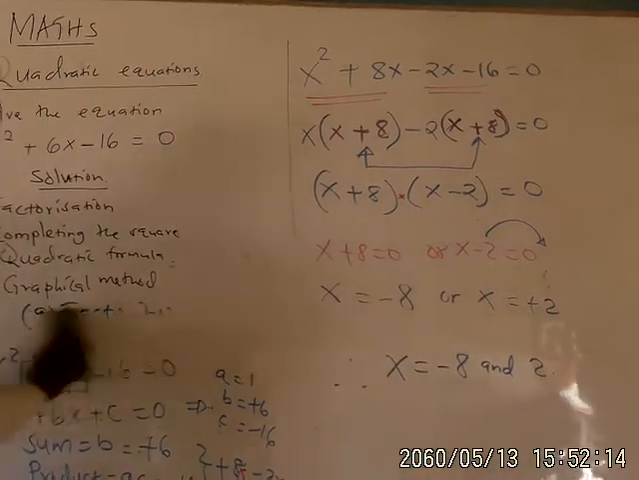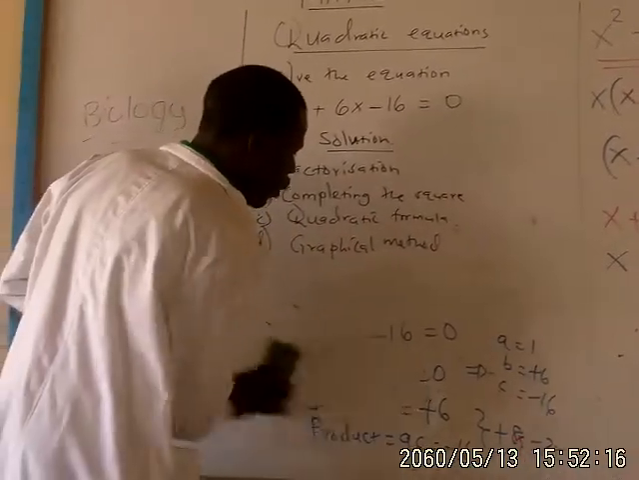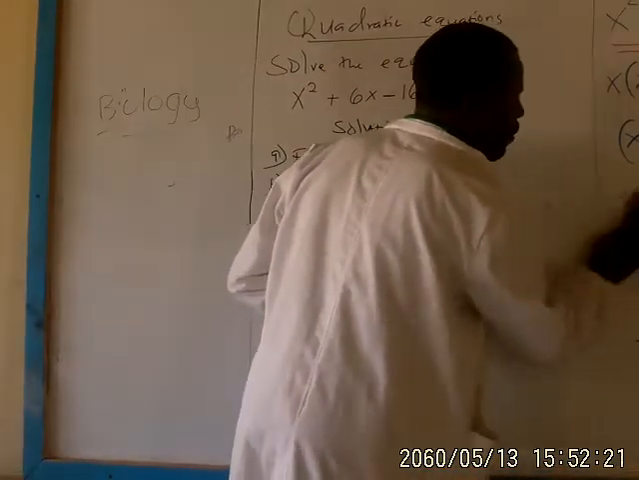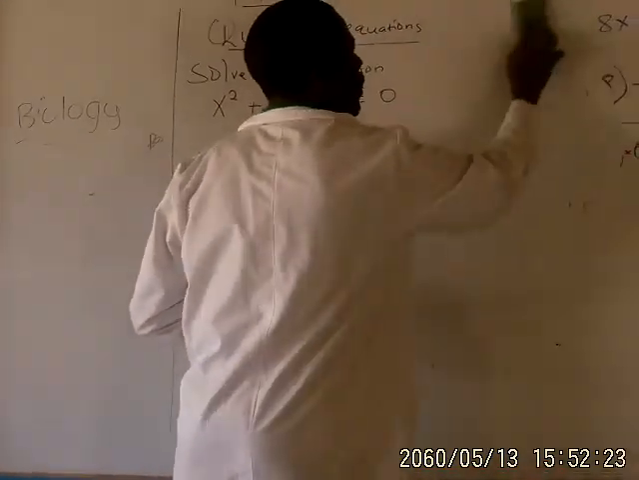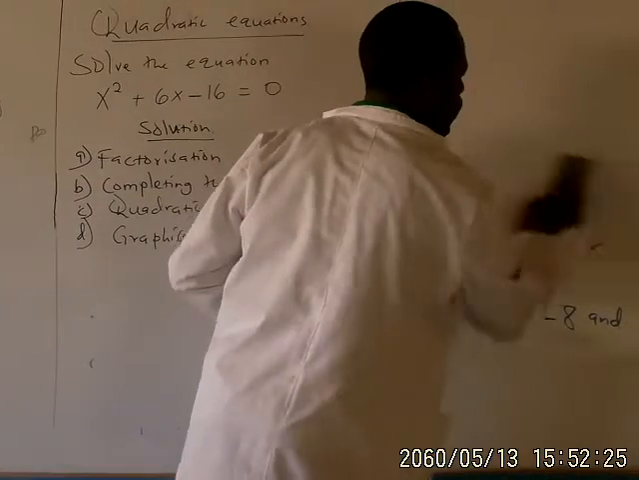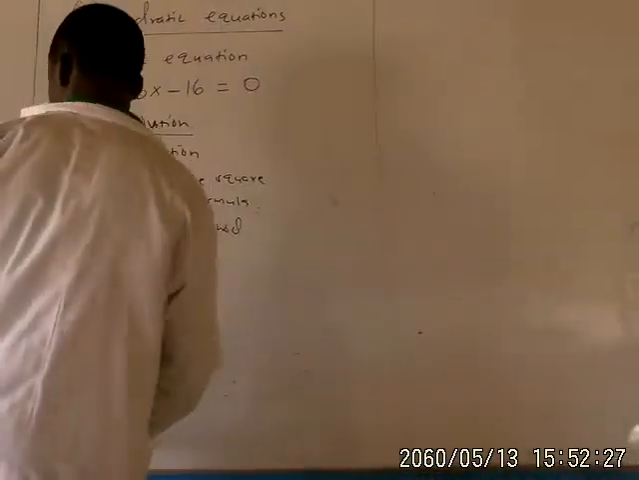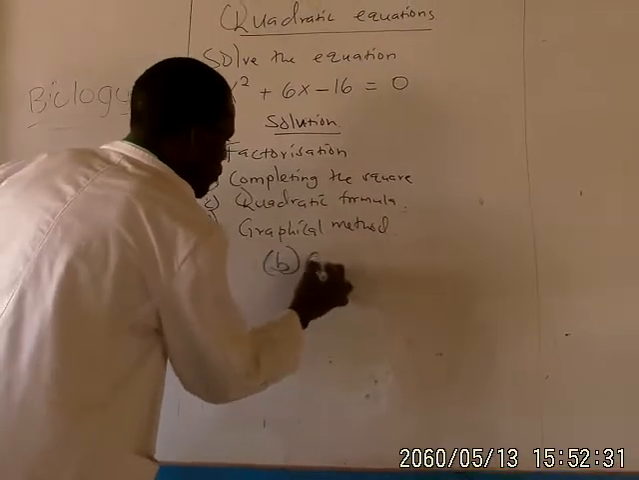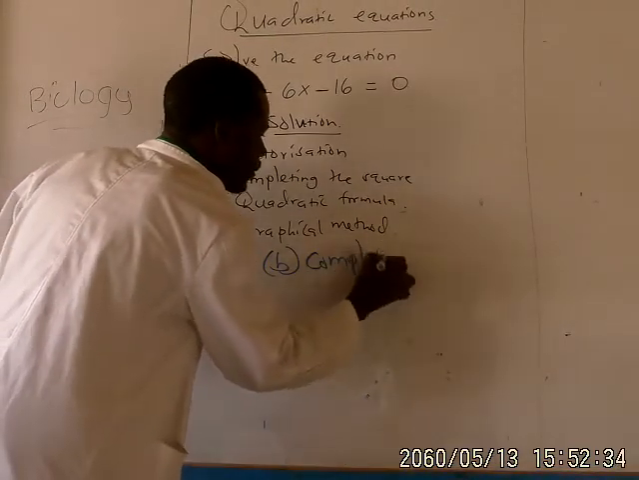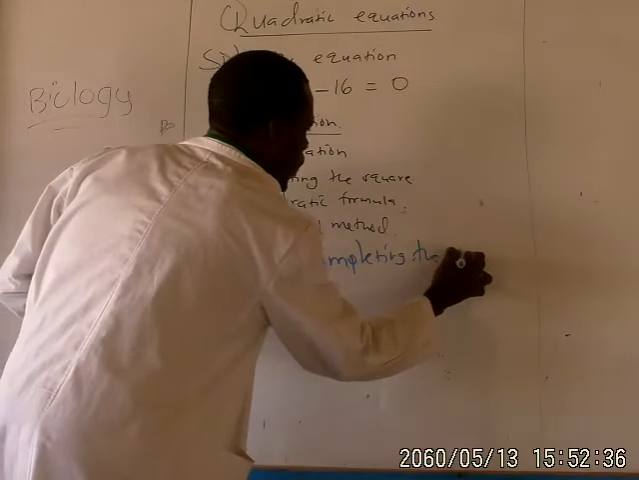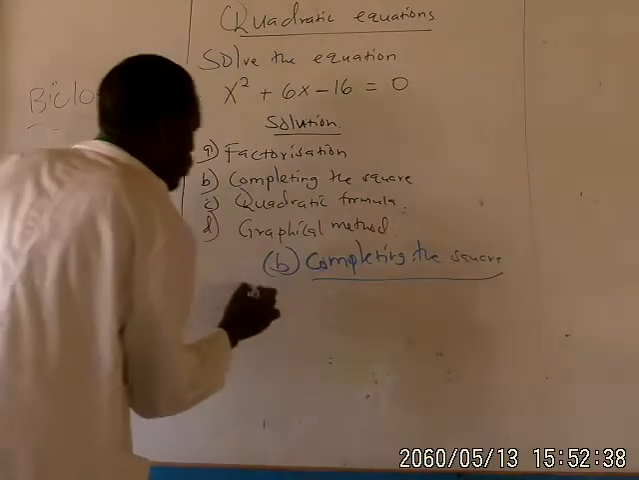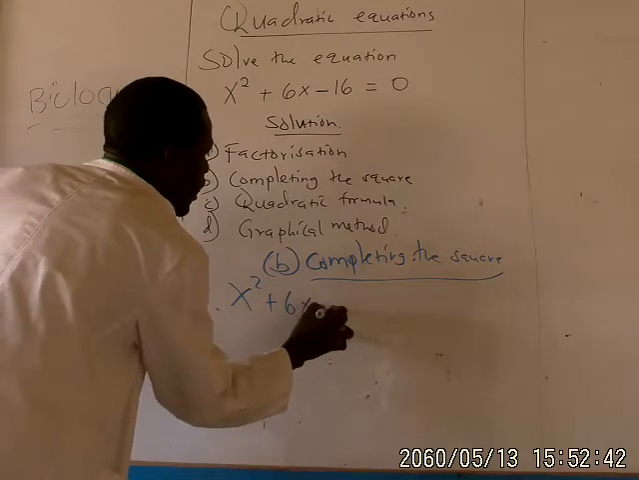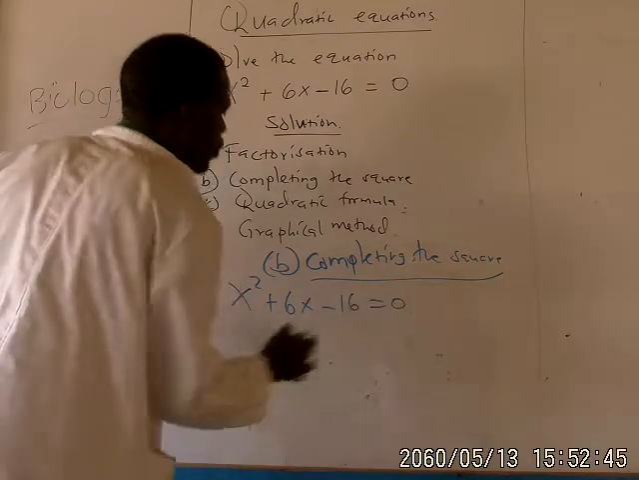Now let us look at part 2, where we talk about the completing the square method, and see whether our values are going to be the same. Completing the square method. Now, completing the square method, that is B. Now, let us have our equation. It is x squared plus 6x minus 16 equals 0.